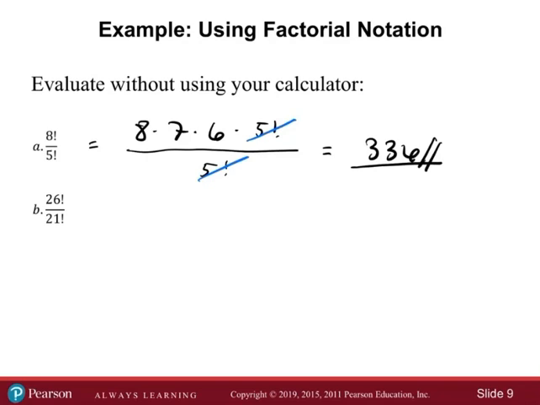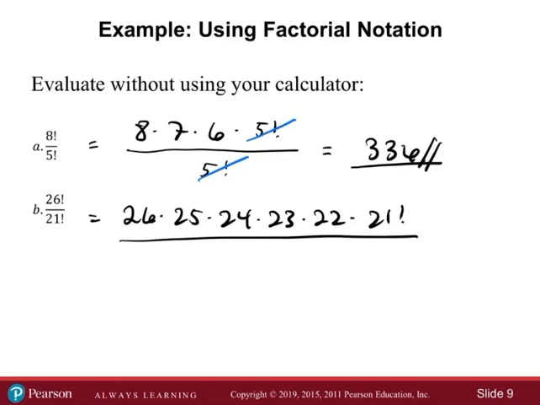Okay, something similar for B. 26 factorial is 26 times 25 times 24 times 23 times 22 times 21 factorial. All right? So instead of going all the way down to 1, we can condense it to 21 factorial, okay? Then a number divided by itself cancels. Hey, Google, what's 26 factorial divided by 21 factorial? The answer is 7,893,600.